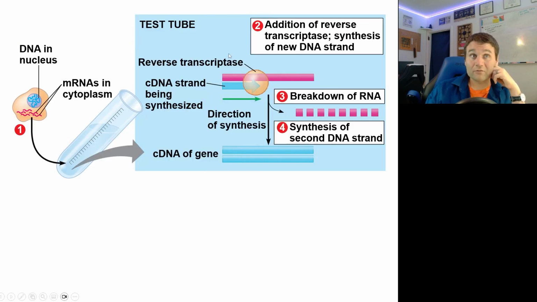Here's how it works, right? We get a section of mRNA and a molecule, an enzyme called reverse transcriptase. Remember, transcription is going from DNA to RNA. So reverse transcriptase takes RNA and it makes complementary DNA. It takes that mRNA molecule and it makes a short section of DNA that basically is the gene, just one little section of DNA that's just the gene that we're interested in.